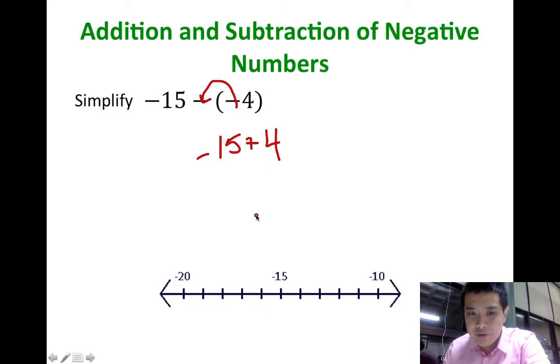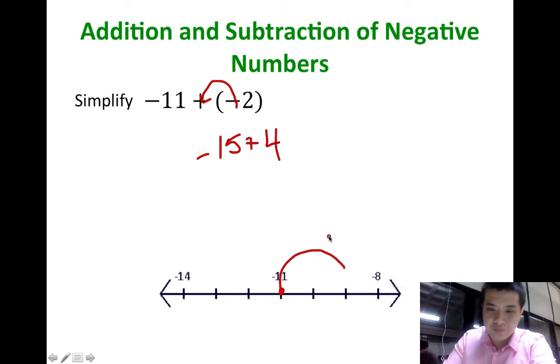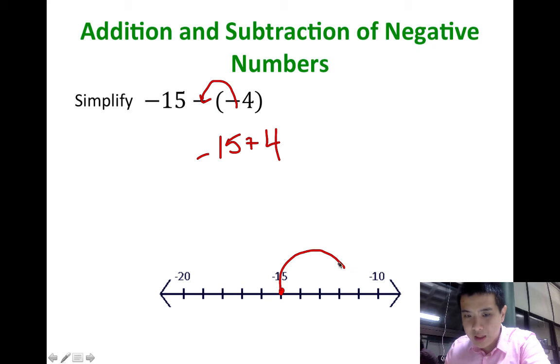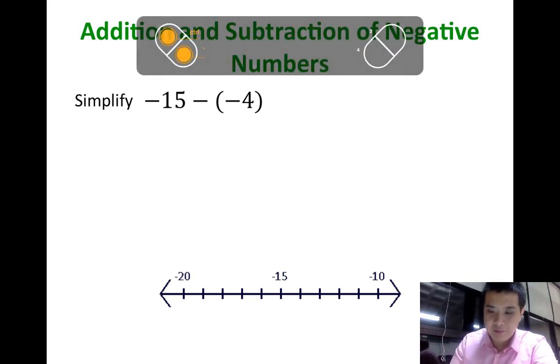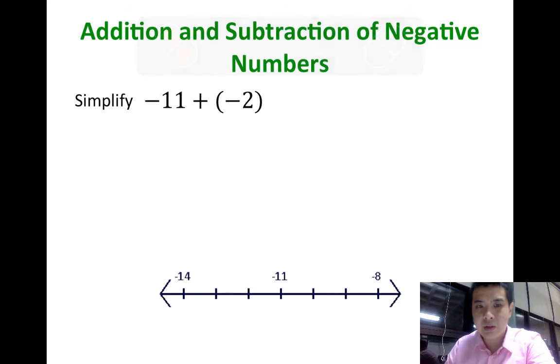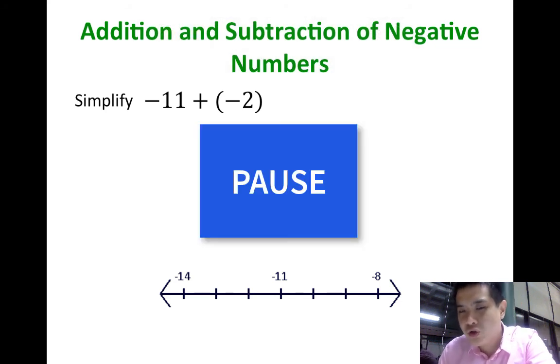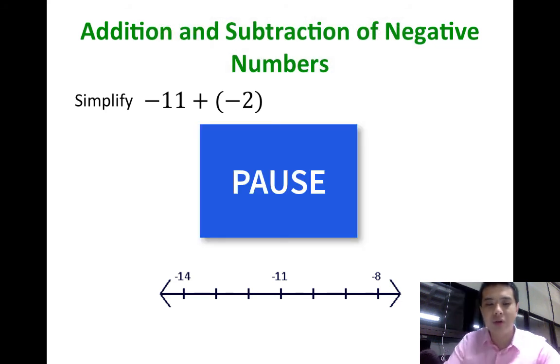So again, from negative 15, we're going to be moving 4 spaces to the right this time, because we are getting closer to 0, becoming more positive. That means we're getting less negative. Okay. I want you to pause the video and try this question out on your own.